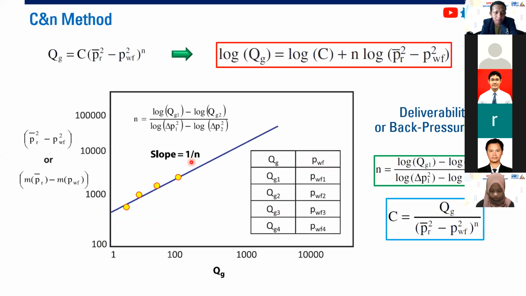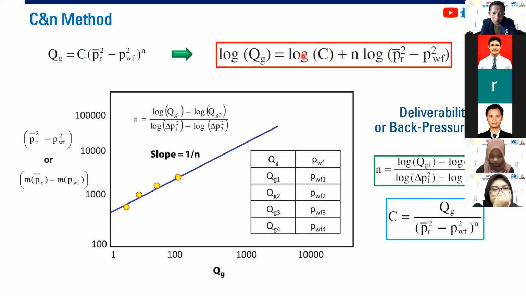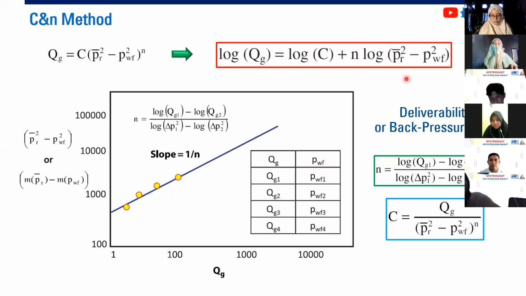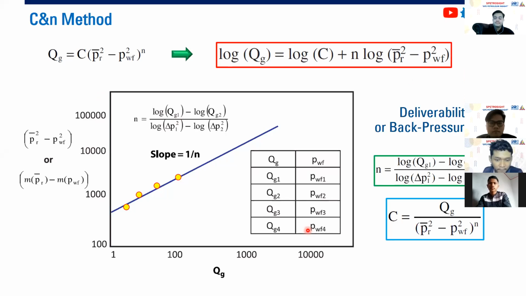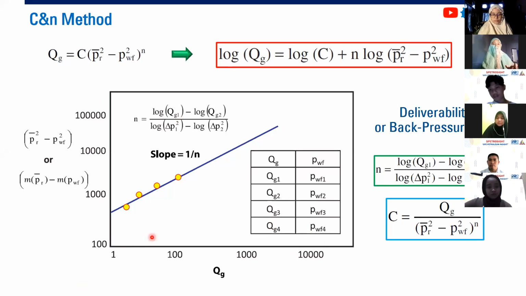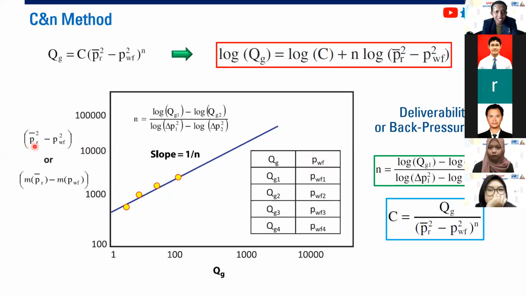Okay, so we start from this equation, and then just do some logarithmic calculation. It turns out to be log Q equals log C plus n times this term. By this, we have a linear form, or linear relationship. It makes things simpler, because provided that you have at least three or four data points, you can plot it like this. On the horizontal axis, we have flow rate, and on the vertical axis, we have the pressure term, whether pressure squared, pseudo pressure, or pressure.